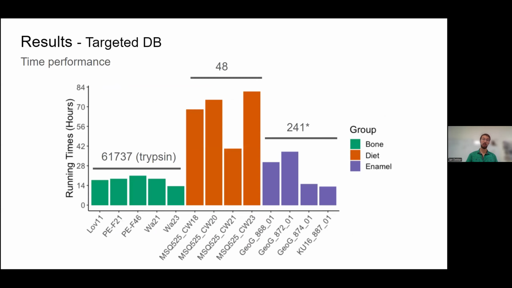Then, as for the running times, how much time did it actually take to analyze all these samples? We can see that the bone samples were the quickest, which makes sense because we told MaxQuant to only look at the tryptic peptides, which drastically reduces the actual database size that the program has to deal with. Then the enamel, and lastly, the dietary samples. And that kind of confused us initially because that was the smallest database. And normally there should be a fairly straightforward relationship between database size and running times.